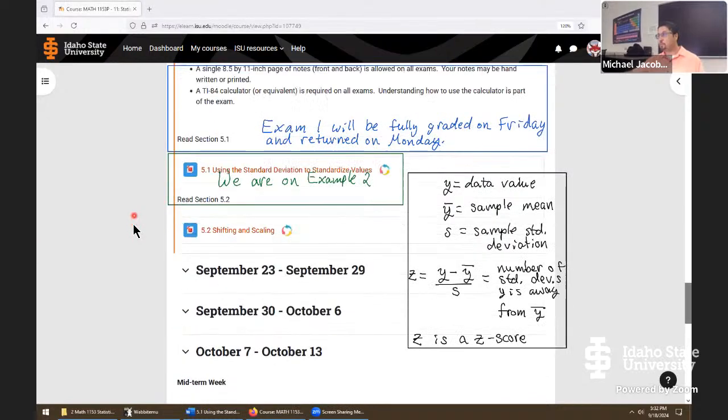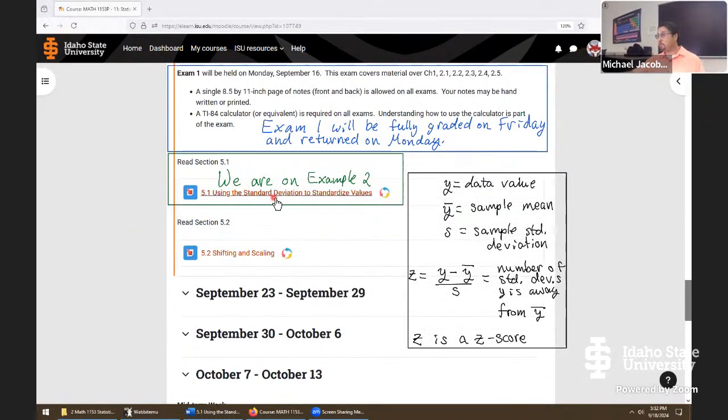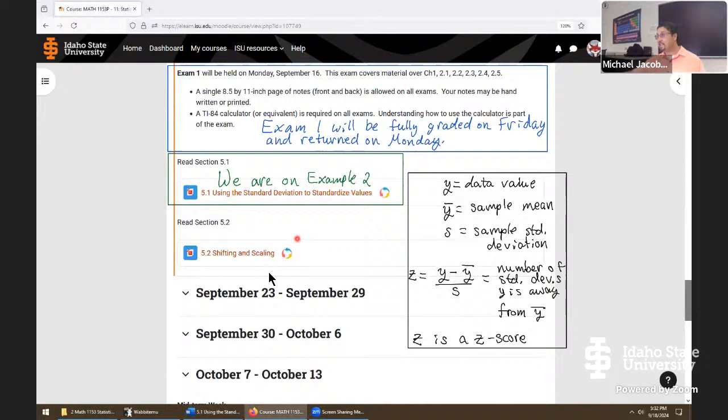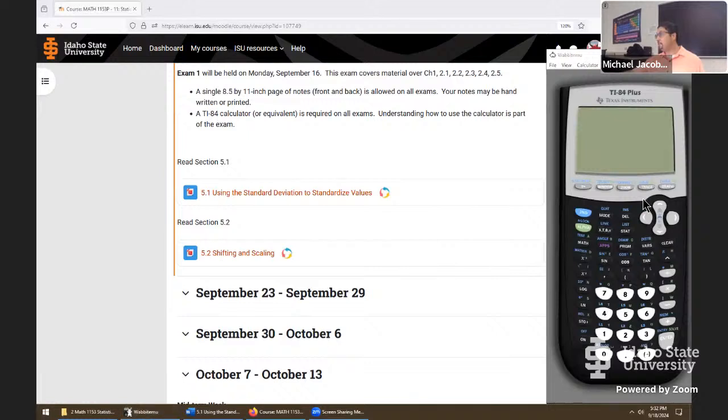So that's where we're at and where we're going so far. At the moment, we're about to finish off section 5.1. We're talking about z-scores. These are the relevant formulas, also on the notes, so don't feel like you have to scramble to copy them down. Then we'll be looking at shifting and scaling. All this is finally getting towards the normal distribution, where we'll once again be using the calculator for lots of computations.